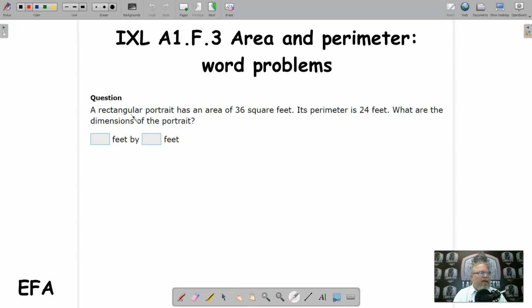So it says that a rectangle portrait has an area of 36 square feet. Its perimeter is 24 feet. What are the dimensions of the portrait?